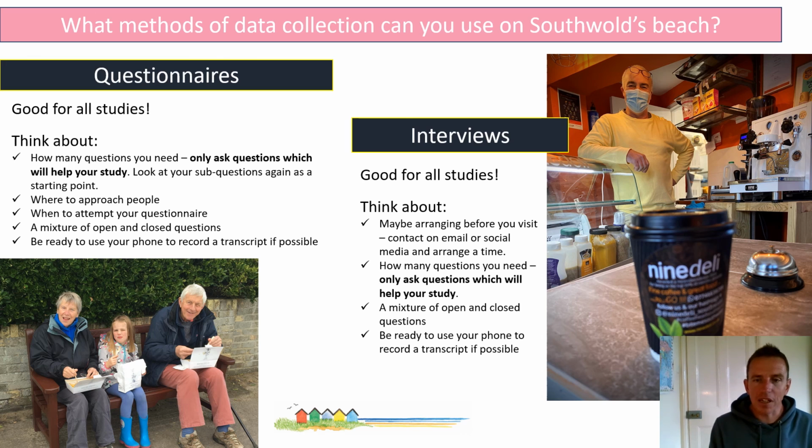So this chap here, James on the screen, is an independent cafe owner in Southwold. He actually loves a chat, James. He runs, as you can see, a cafe known as Nine Jelly. When he's not busy, James will talk for Europe. He might be the type of person that it's a good idea to try and arrange an interview with before your visit. As I say, just speaking for 10 minutes to somebody like that may give you so much information that's relevant to your study that it would be a real opportunity missed if you weren't to do it.